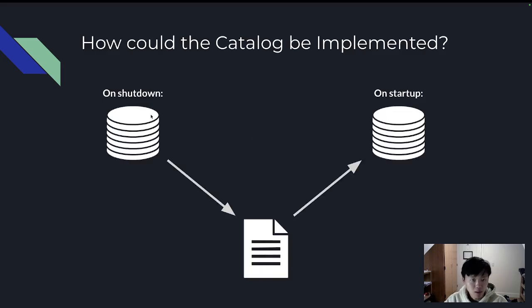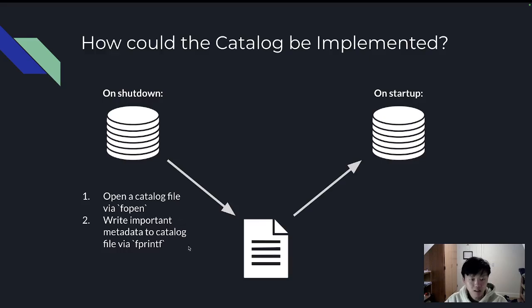There's mainly two steps. On shutdown, our database must write to the catalog file, and on startup, our database must read from that file. We can open a catalog file via fopen, and again, this could be a .txt file, or really any file of your choosing, anything that can store raw bytes or text, depending on how you choose to implement it. Then we can write important metadata to the catalog file via fprintf, and you have to informally define some sort of protocol. For instance, if the first thing you write is the database name, then you must remember that that's the first thing that should be read.